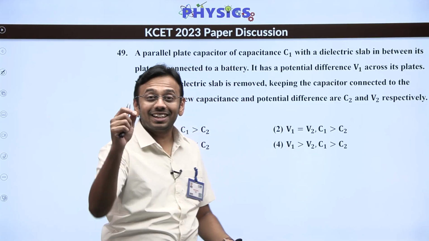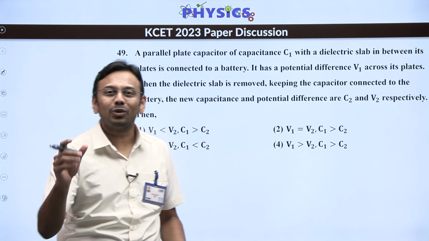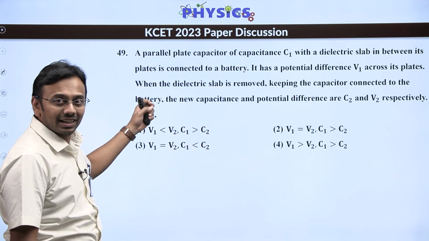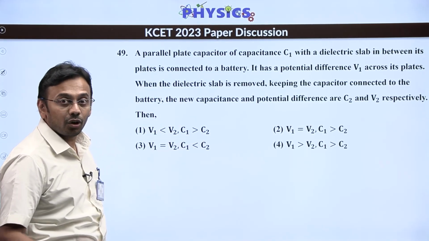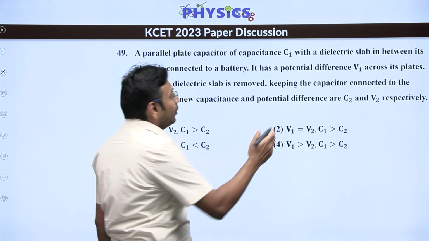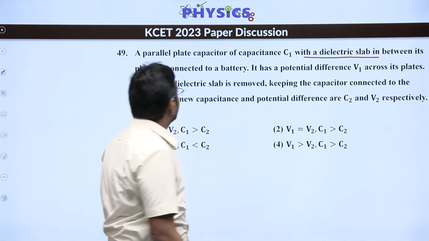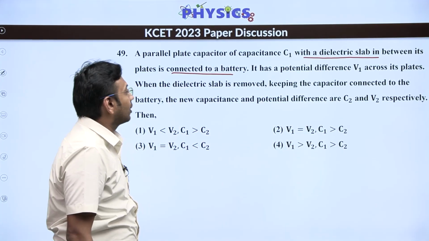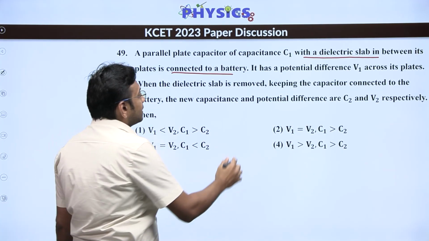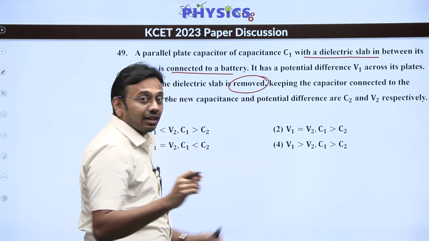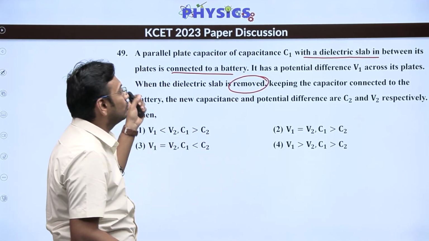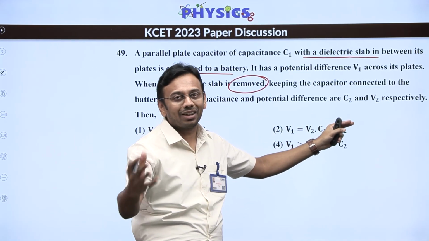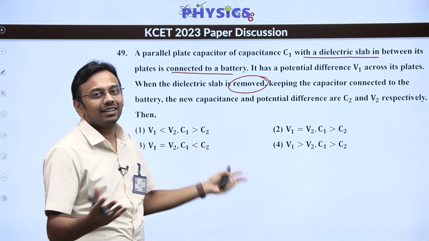Hello students, so let us continue our discussion of KCET 2023 physics paper from question 49 onwards. So let's see the question. A parallel plate capacitor of capacitance C1 with a dielectric slab in between its plates is connected to a battery. It has a potential difference V1 across its plates. When the dielectric slab is removed, keeping the capacitor connected to the battery, the new capacitance and the potential difference are C2 and V2. We have to identify the correct option.